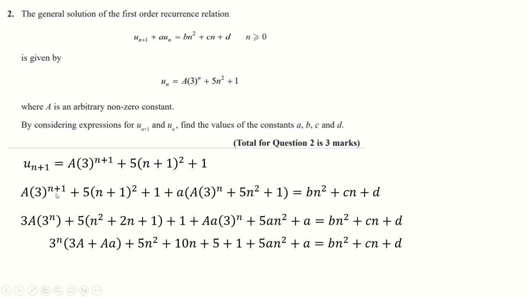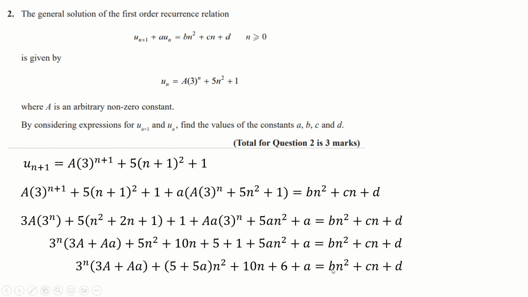I wrote 3 to the power of n plus 1 as 3 to the n times 3 to the 1, which is just 3 lots of it. And then I collected those things together. I factorized out common terms like this, and then I just compared coefficients.